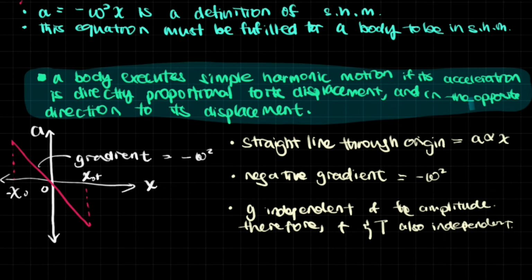If you decided to graph the acceleration of a body in simple harmonic motion against the displacement, you would get this, because it is directly proportional. You would get a straight line. It's going to be negative like this. It's going to pass through the origin. So what we can see here is that the gradient is independent of the amplitude, right? And therefore, because the gradient is omega squared, and omega relates to the frequency and the period, the period of the oscillation also has to be independent from the amplitude.